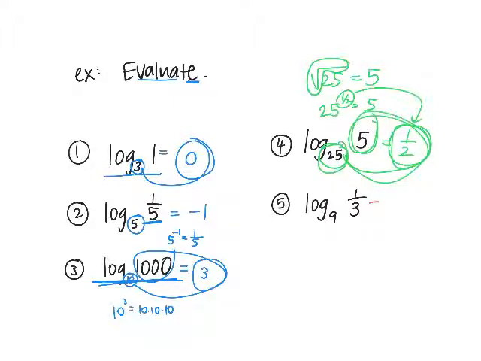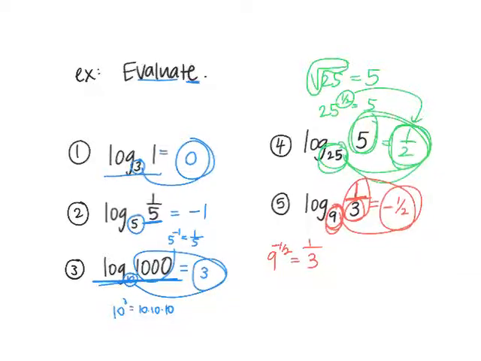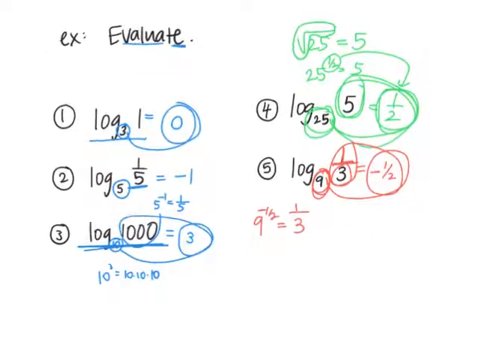Okay, let's take a look at this last one here. 9 to the what power gives you 1/3? So when I see this, I think square root of 9 gives me 3. So I think 1/2, because square root of 9 gives me 3. But see that it's the reciprocal. So how could I get it to be reciprocal? The exponent needs to be negative. So the answer is negative 1/2.